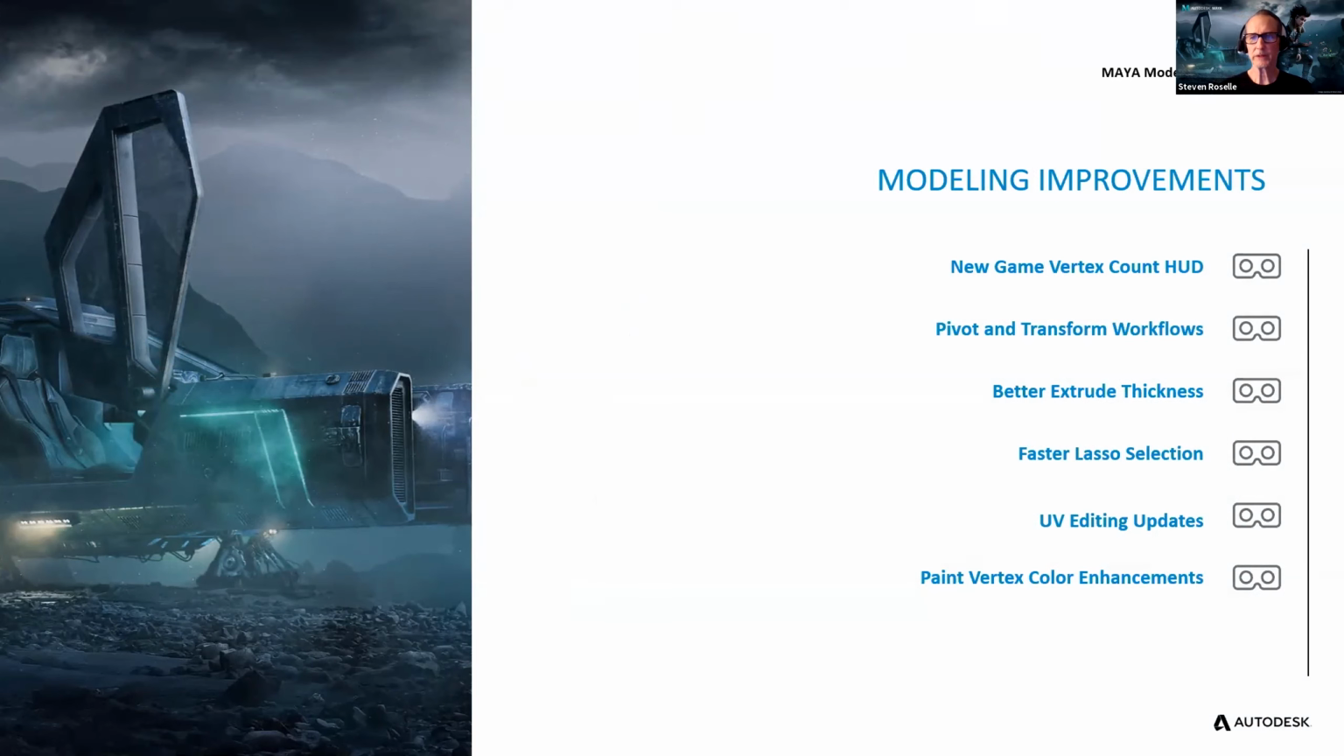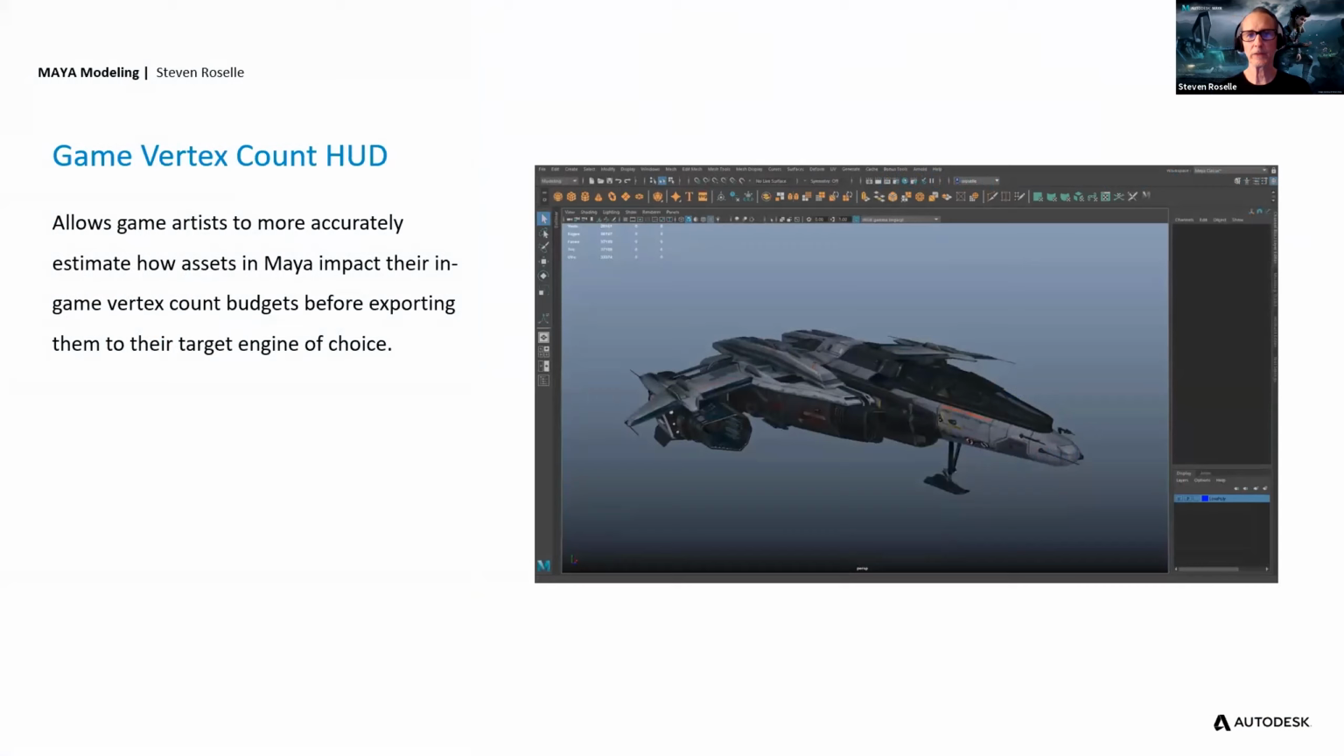Now, this first one that we're going to talk about is targeted specifically for game asset artists, people who are building assets for games, and they want to see the polygon budget count that they're going to deal with in Maya before they ever get to Unreal or to Unity. So it's called the Game Vertex Count HUD.